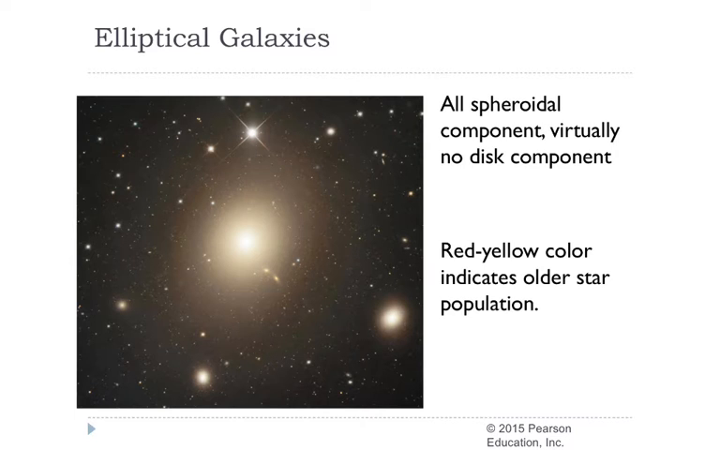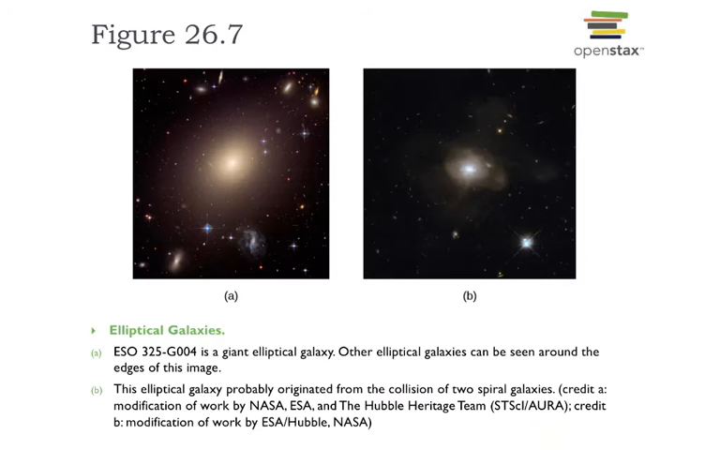Elliptical galaxies are more spherical. They don't have that disk component, and they're typically more red or yellowish in color, again indicating an older star population. Here are a couple of images of elliptical galaxies. You can see one is a bit more elongated on the left, and on the right it's spread out a little bit, but again it doesn't have that disk and spiral component to it.